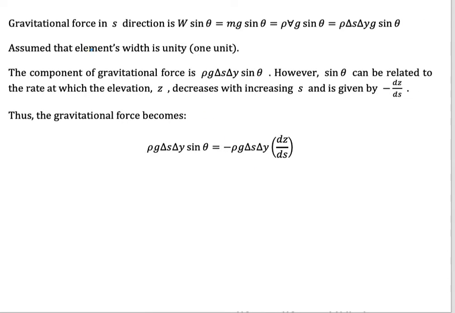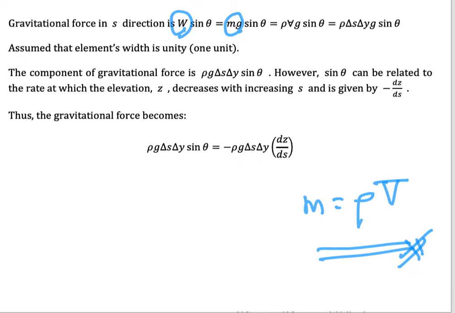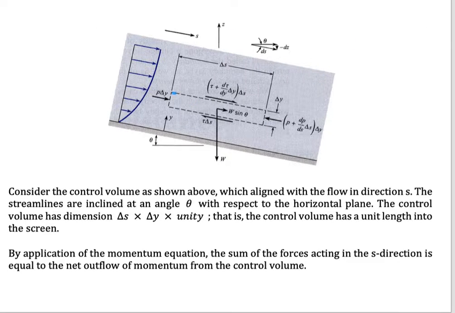And then for the gravitational force, we take the component W sine theta, and we change the W here to mg. I think you already know this. Then we substitute the m with rho and volume, and by looking at the diagram, the volume can be reduced to delta y times delta s times delta y. If we see the diagram here, this is the delta s.